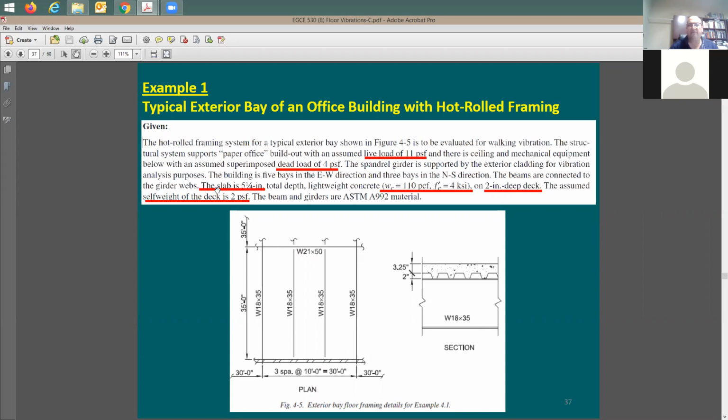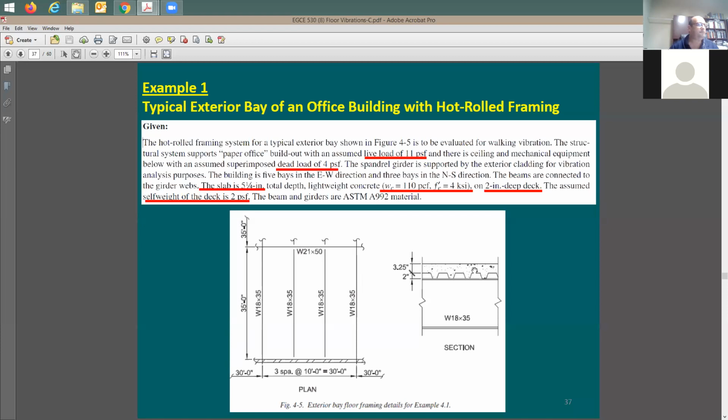This is going to be a little different from the one that we used to use. We used to use W3. Here it says use W2, and on top of it you have 3 1/4 to a total thickness of 5 1/4 inch. Assumed self weight of the deck is going to be 2 PSF. And then it says the beam is grade 50, A992, the ACM. Some information here also is provided to you, the spacing between beams. The spacing between beams is going to be 10 feet. The beam size, W10 by 35. The girder size is going to be W21 by 50.